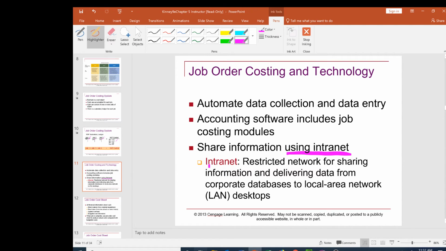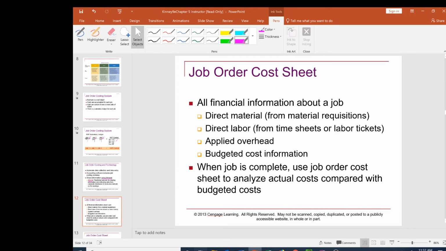Somebody tell me what you mean by intranet. Restricted network for sharing information, delivering data from corporate databases to local area networks, like here at Bluefield State. At Beckley, if we've got an off-campus site, they can receive information from Bluefield State's database. It's that simple. And that's an intranet, confined to a group for that company.